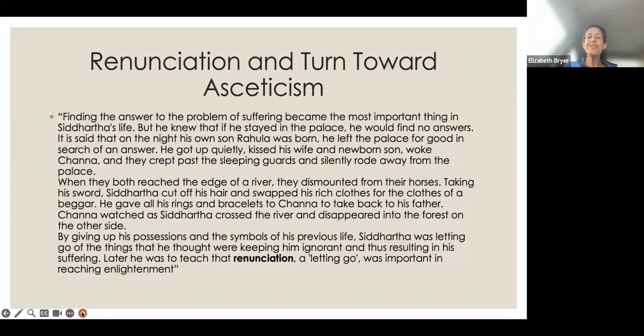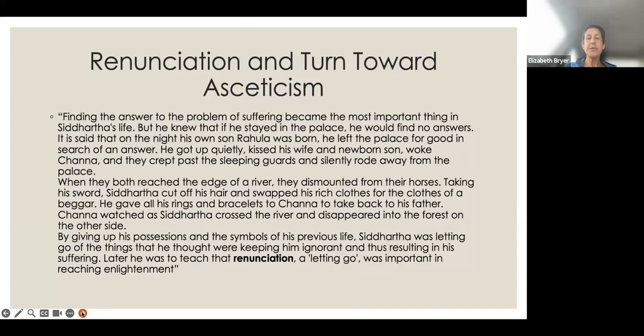After Siddhartha sees the 4 sights, suddenly he becomes obsessed with finding the answer to the problem of suffering, because one of the problems of human existence is that we do suffer. We do get old, we do die, and we suffer a lot between birth and death, for all sorts of reasons. Suddenly Siddhartha wanted to find an answer to the problem of suffering. But he knew that if he stayed in the palace, he would find no answers. It is said that on the night his own son Rahula was born, he left the palace for good in search of an answer.